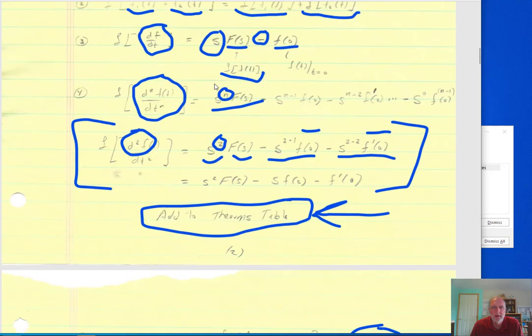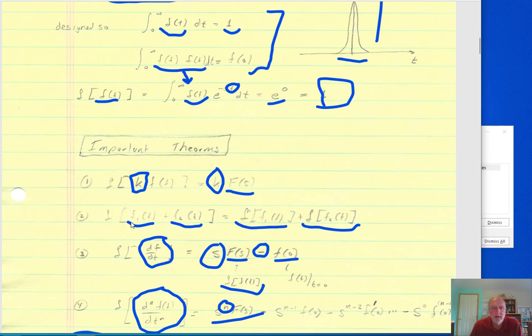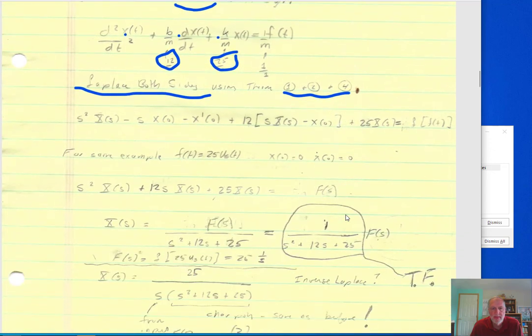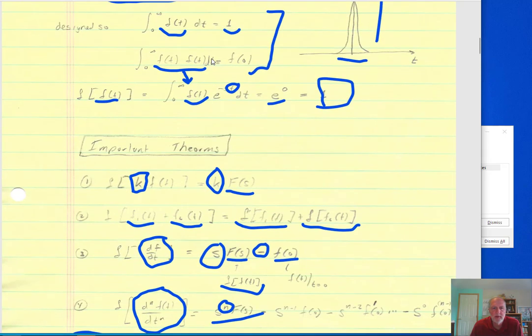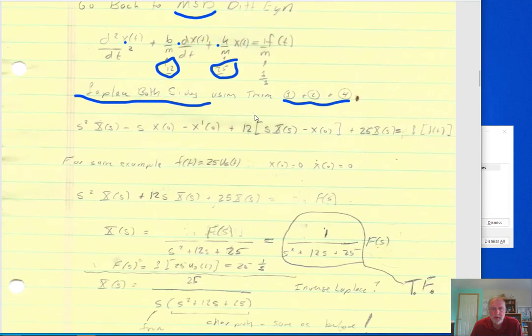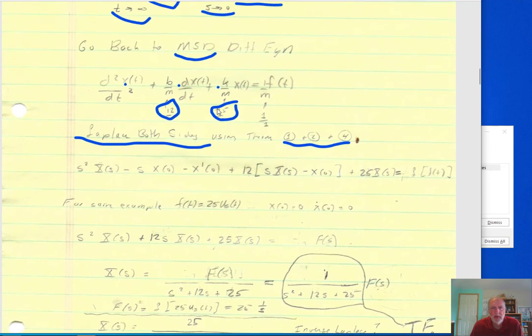That means you go back to this theorem here that says if you add stuff together, you just Laplace it individually and add it together. And we have to Laplace a number times a function. So we're going to use the other part of the theorem that says a number times a function is just the number times the Laplace. And we need to know how to Laplace derivatives, which we did above.